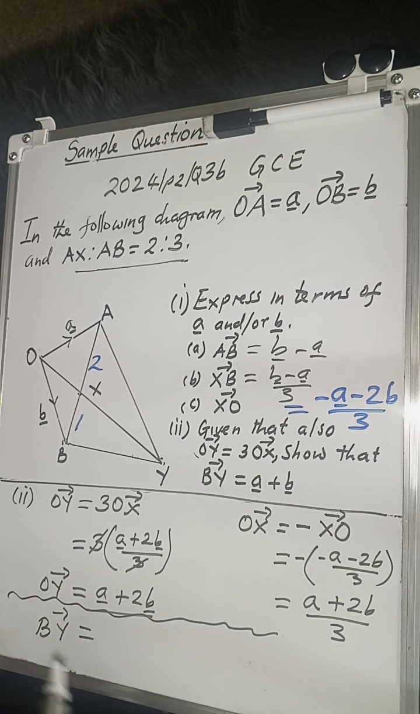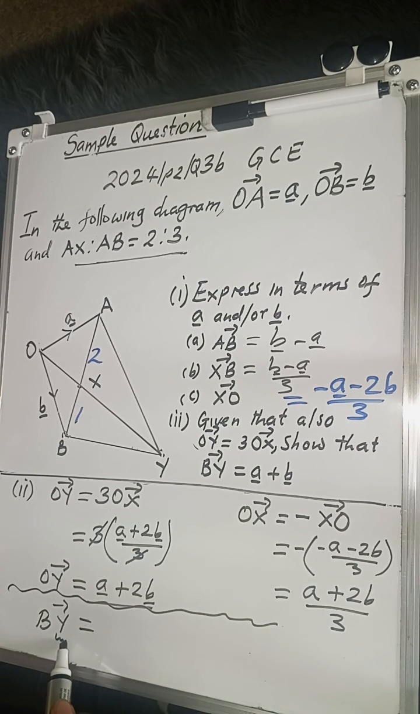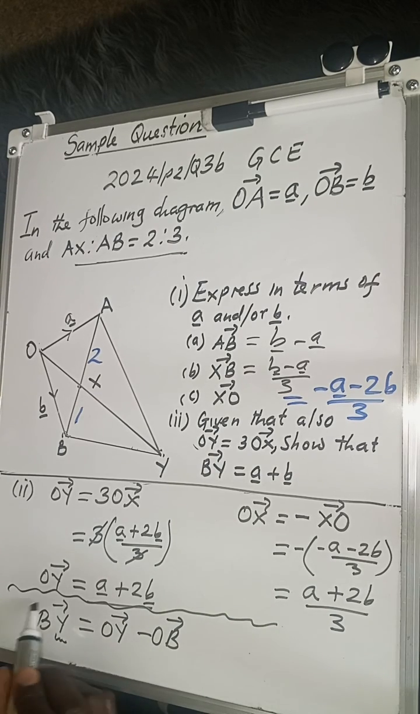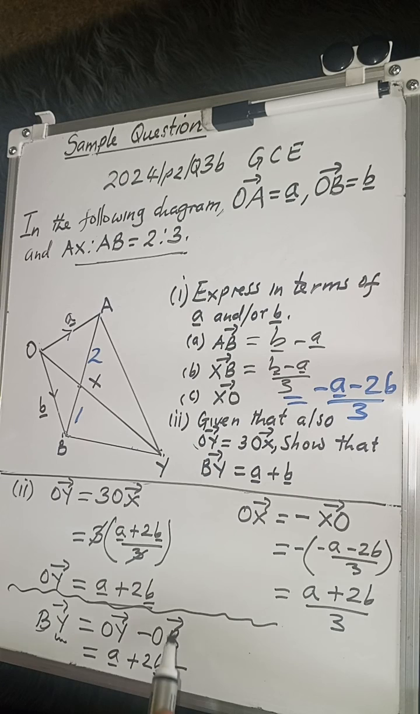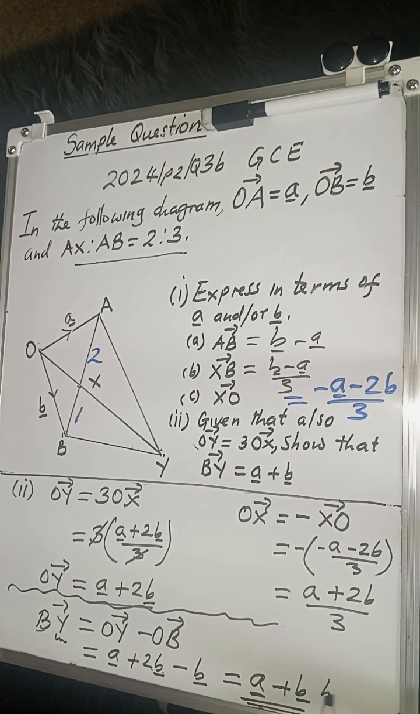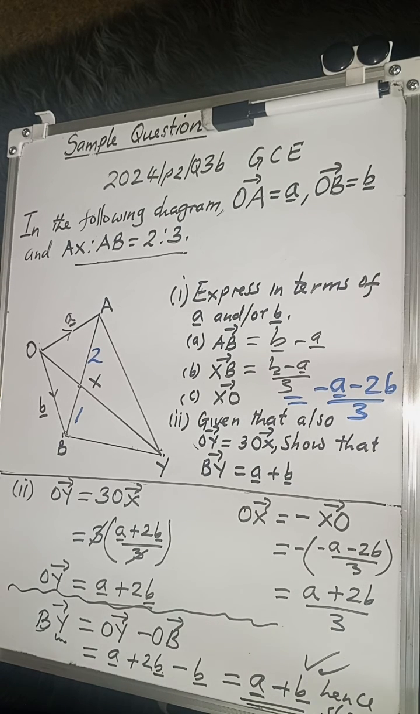But remember, you can use that concept I told you. Start with this one, it's always positive. So it will be OY combined, in this case, with minus OB, because I told you this will be negative if you are starting from the origin. So OY is represented by vector A plus 2 vector B, minus, what is OB? It is simply vector B. So you can see it will give you vector A, and 2B minus B will give you positive B. You can simply say hence shown. So you have actually shown it for them. That's basically how you can go about it.